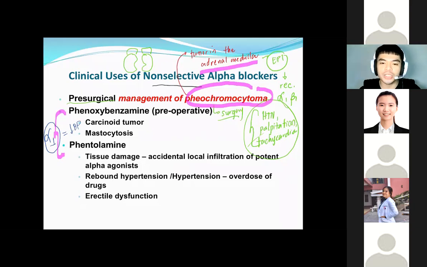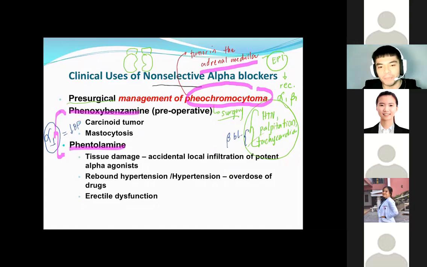However, you must note that palpitations and tachycardia cannot be covered by alpha blockers. Kaya usually for palpitations and tachycardia, beta blockers ang ina-administer. Nevertheless, naintindihan natin yung connection of using non-selective alpha blockers. Yan ang kanilang general use. But I repeat, the best way is to remove the tumor. Next, proceed tayo sa specific uses ng mga drugs na ito.